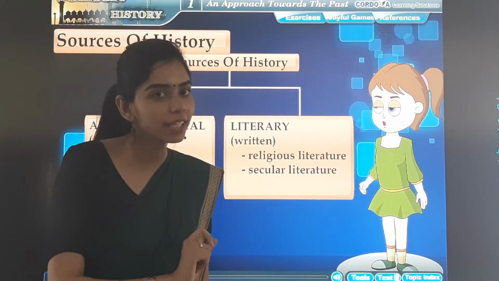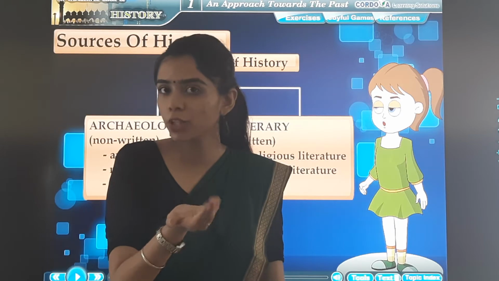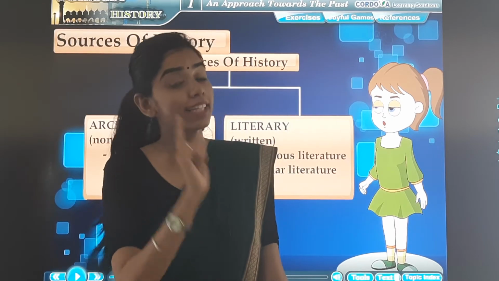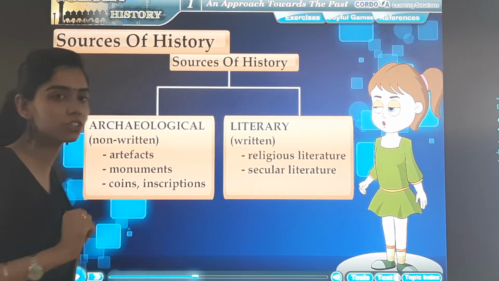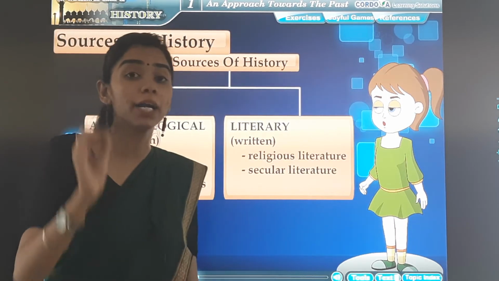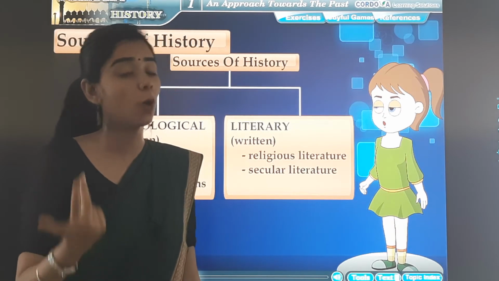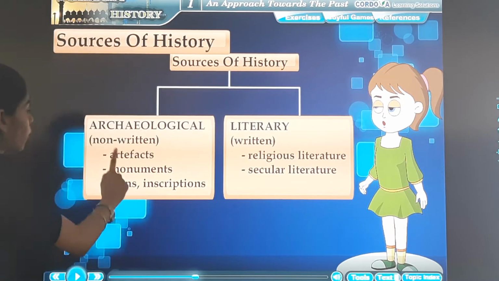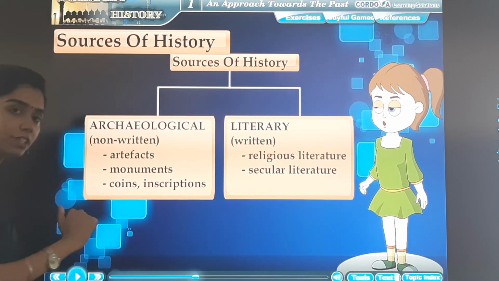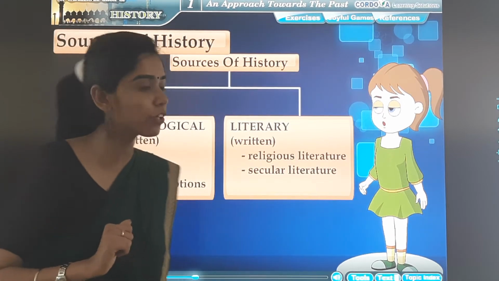Now you might be thinking, literary से तो हमें पता चल सकता है because हमने उन books में से read कर लिया that this and this happened in the past. But what about these archaeological sources? जब हमारे पास written proofs है ही नहीं, so how will we gain information about it? So there are monuments, there's artifacts. Artifacts we'll learn now. What is it? It's a new word for you.